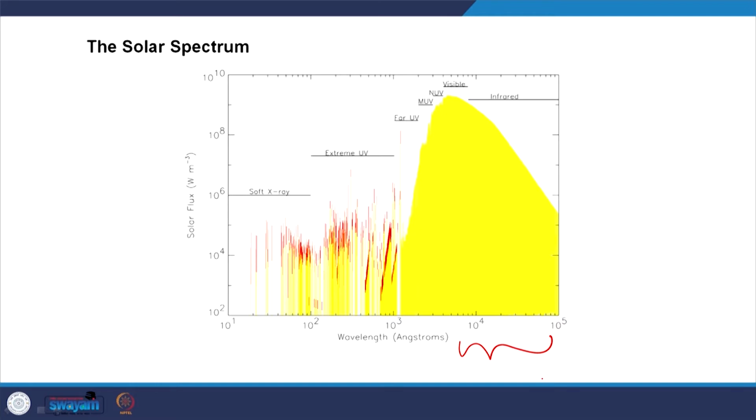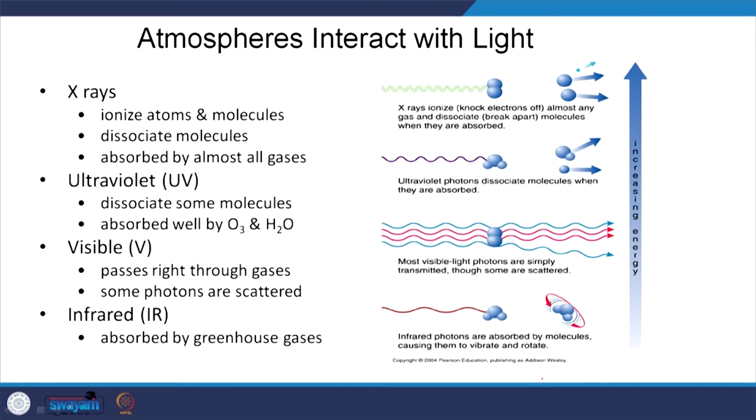Now, what we are trying to understand is how the radiation from the sun affects the atmosphere or ionosphere in such a way that it results in the formation of aurora or airglow. Each part has a different effect. That means the atmosphere interacts with the incoming light that is coming from the sun.